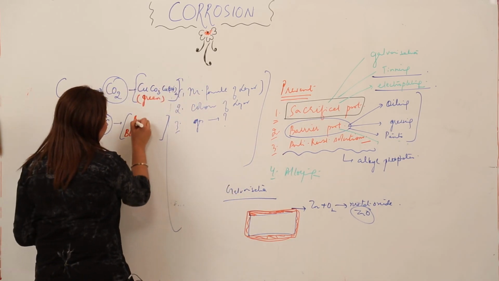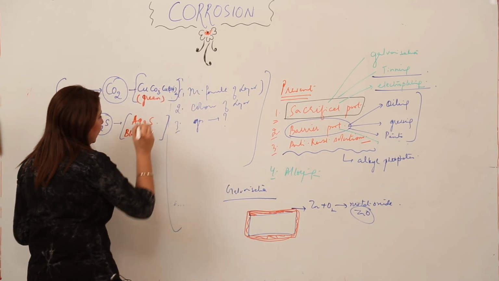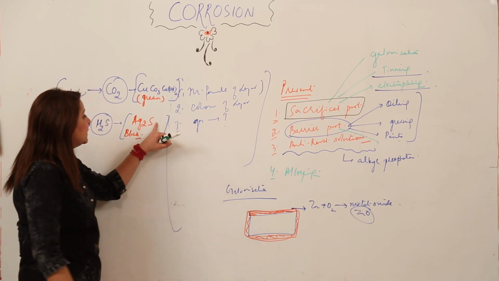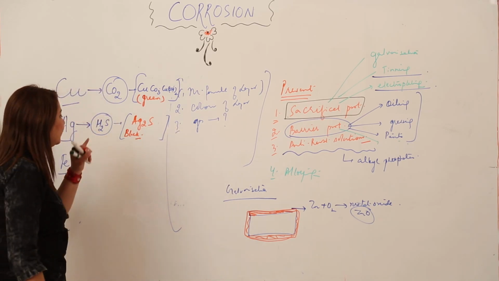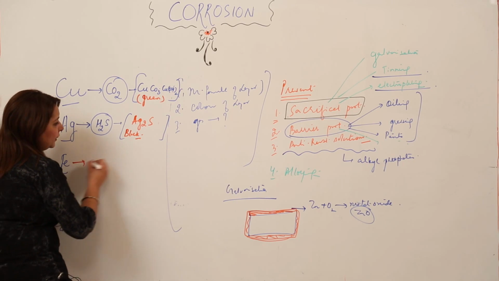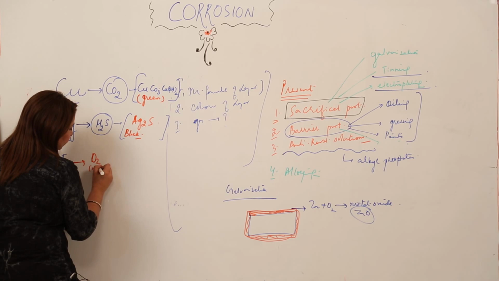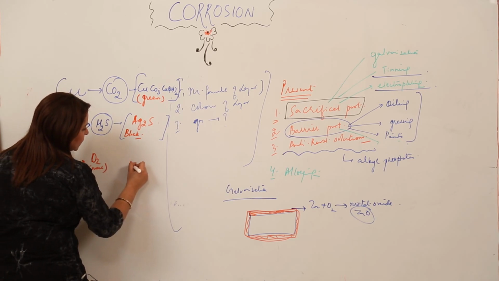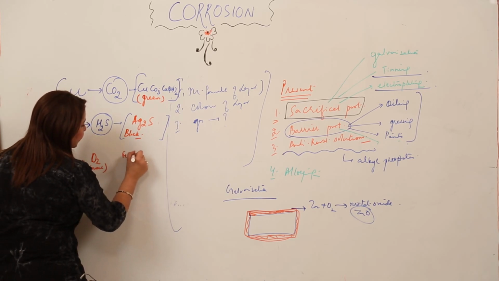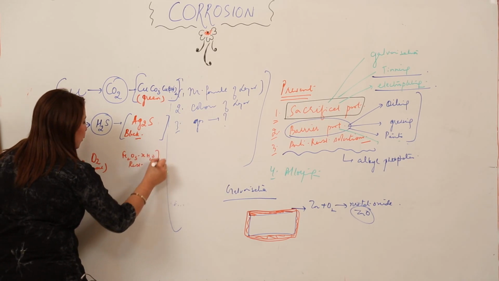What is the formula for that black layer that gets deposited on silver? That is Ag2S, silver sulfide. And in case of iron, we already did, it occurs in the presence of moisture, and the color is rust color, and the formula is Fe2O3.xH2O.